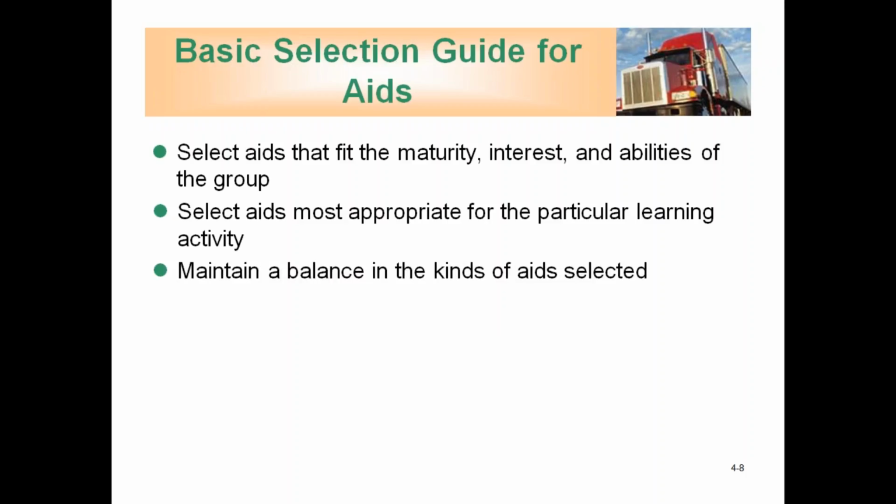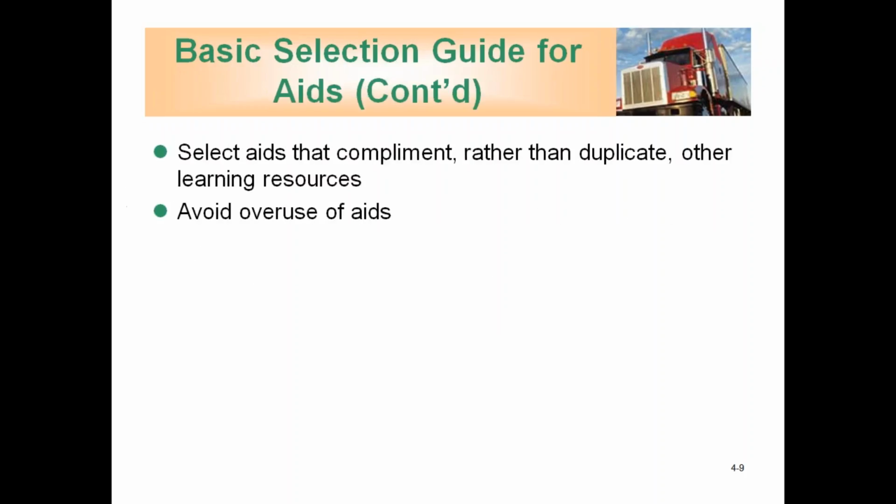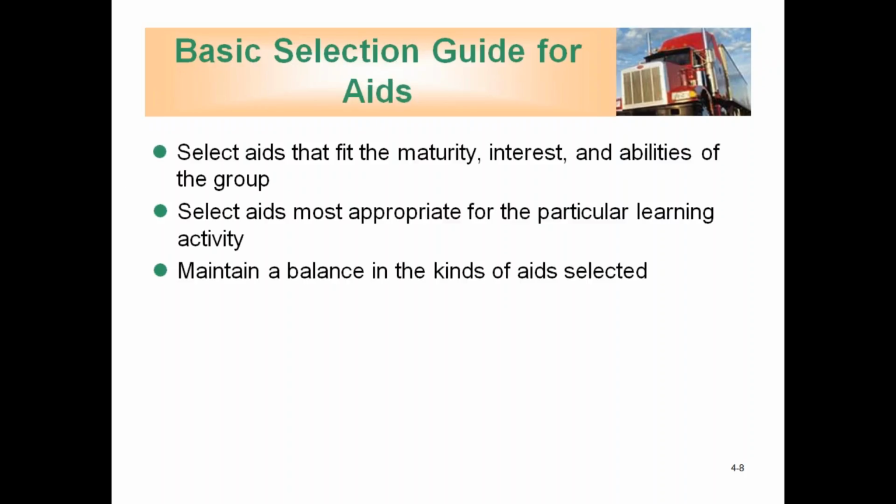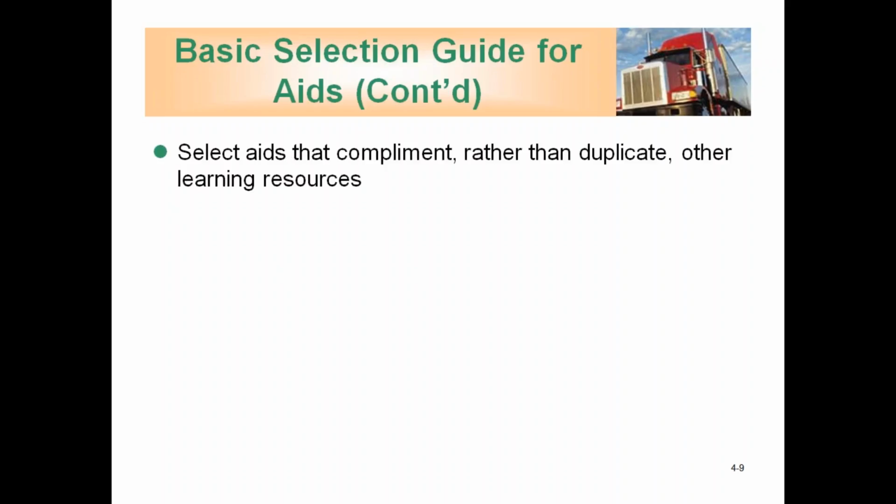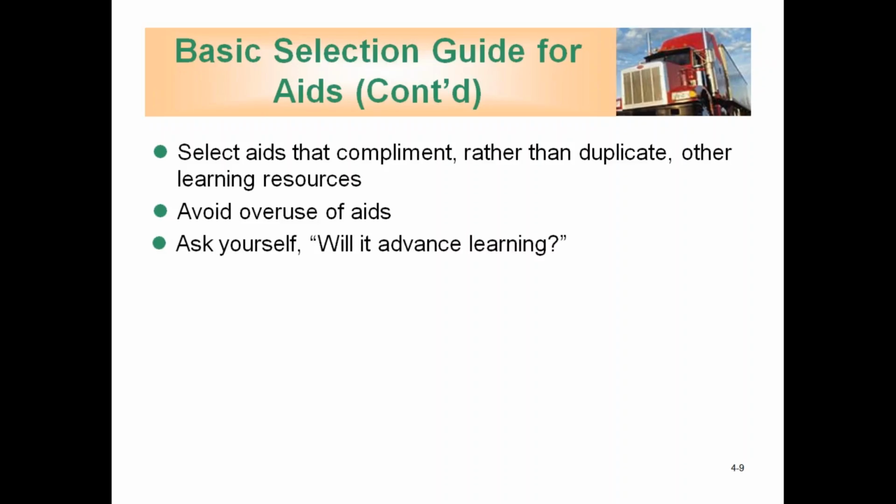Then maintain a balance in the kinds of aids selected. Select the aid that complements rather than duplicates. Complement in the sense that it provides extra capabilities rather than duplicating the learning procedures. Then avoid the overuse of aids. There are some things that we have to teach over the green board or the white board, so we have to use a balanced distribution of the boards. Ask yourself, will it advance learning?